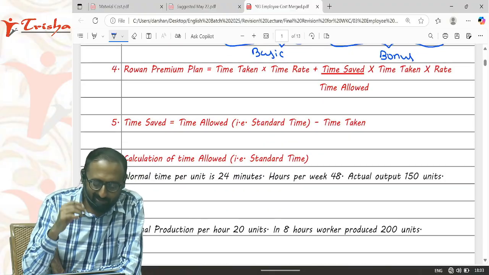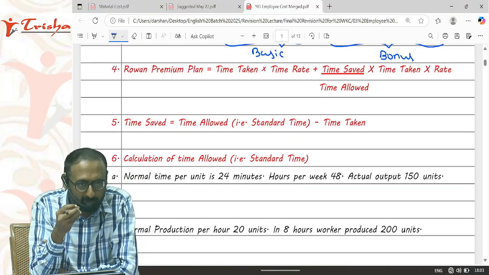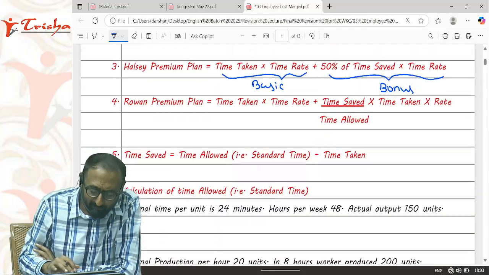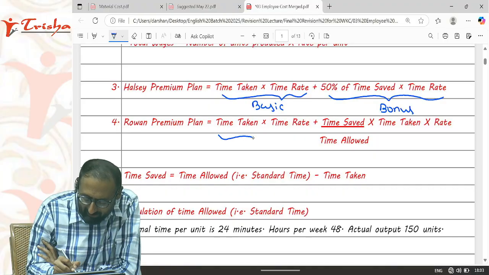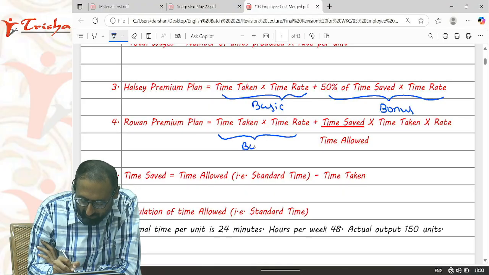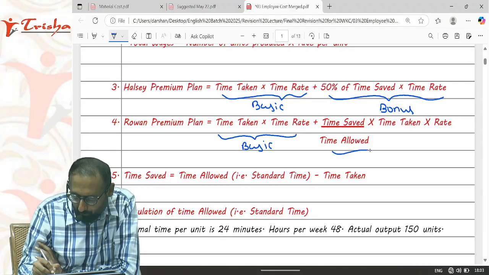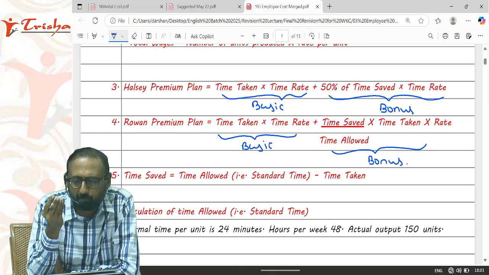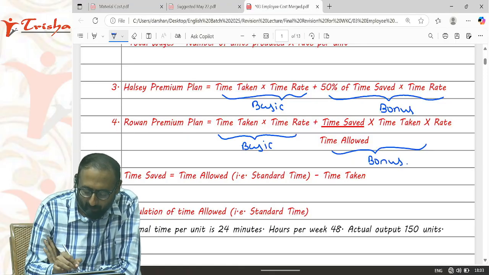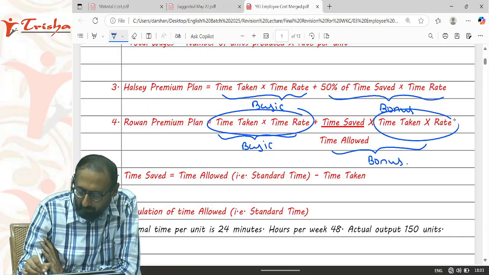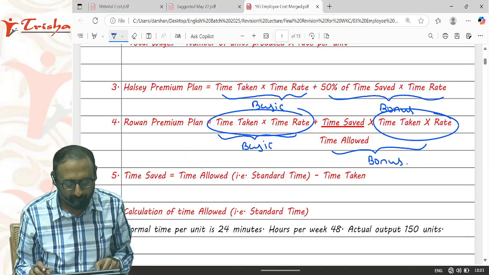Next one, in case of the ROWAN incentive plan, the first part of the formula is similar to HALSE. The first part is your basic wages, hours worked multiplied by rate per hour. Second part is your bonus. Here the bonus is to be calculated with the formula: time saved upon time allowed into bracket same, hours worked multiplied by rate per hour. So both the brackets are same.